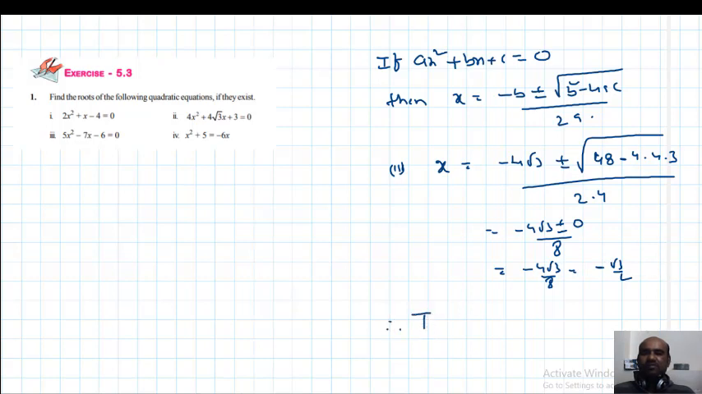Therefore, the roots are minus root 3 by 2, comma, minus root 3 by 2. You should write like that because the roots are repeated.